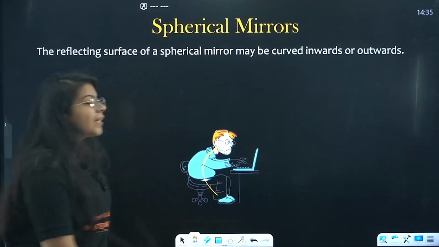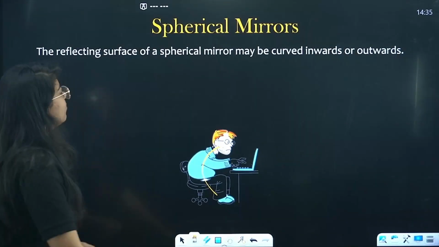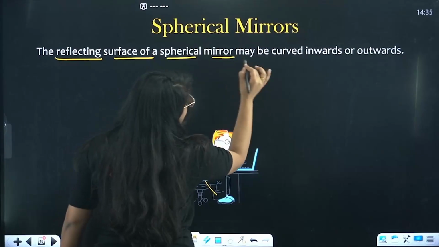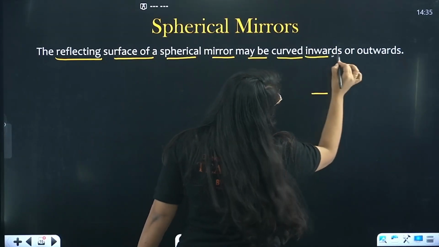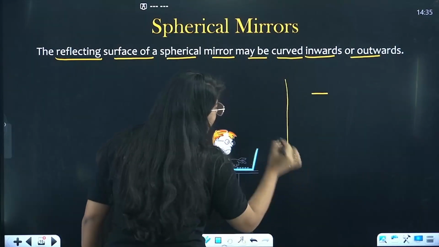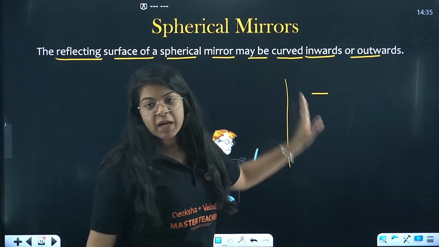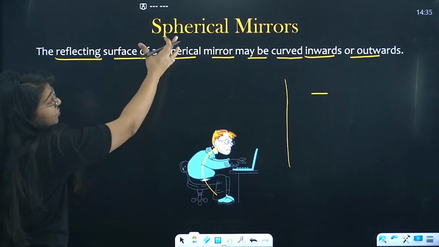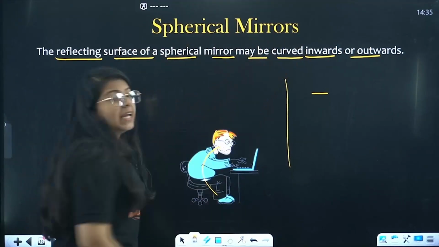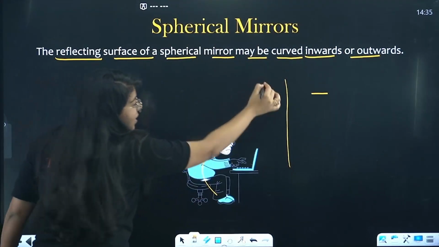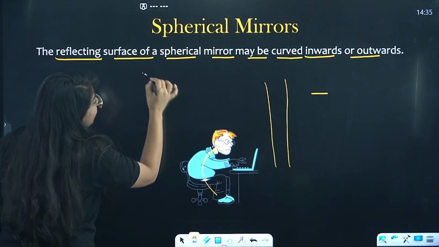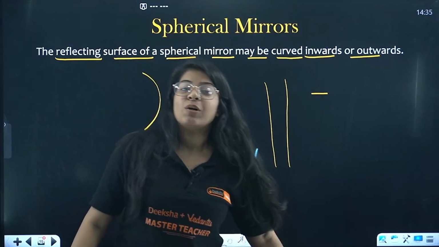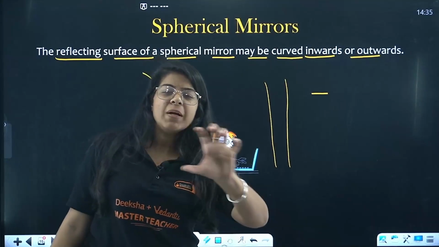Now beta, what it physically means is that the reflecting surface of a spherical mirror may be curved inwards or outwards. That means in a plane mirror we have the same kind of flat mirror, right? But in spherical mirrors, which are curved inwards or outwards, we don't have this plain sheet of mirror. We have mirrors like this, and like this, right? And that is what we are going to study in reflection. It's a bit longer part.